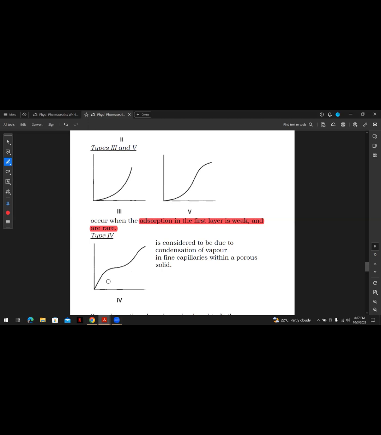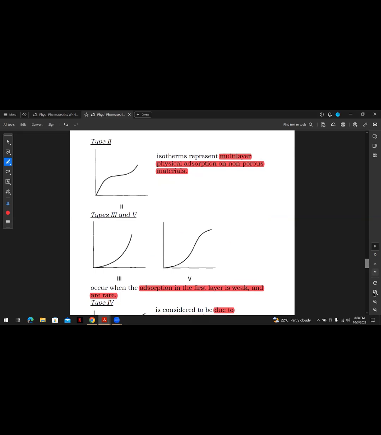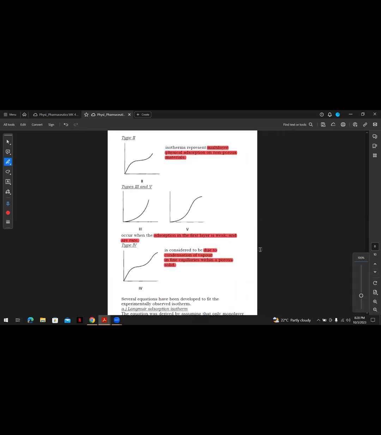Type 4 is considered to be due to the condensation of vapor in fine capillaries within a porous solid. The graph looks similar to the type 2 one. So the difference is that the type 2 one is multi-layered on non-porous materials, and the type 4 one is within a porous solid.